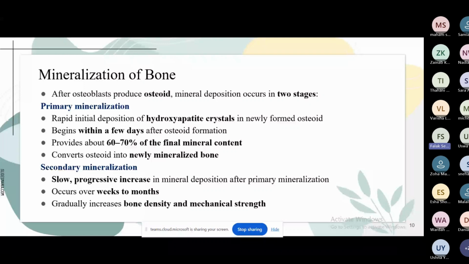While what is the function of secondary mineralization? It's a slow progressive increase in the mineral deposition after the primary mineralization. It occurs over weeks to months, and it gradually increases the bone density and mechanical strength. Okay, so is this point clear to you all? What is the composition of the bone? It includes the osteoid matrix and the non-osteoid matrix. And what are the stages of mineralization? Is this all clear?